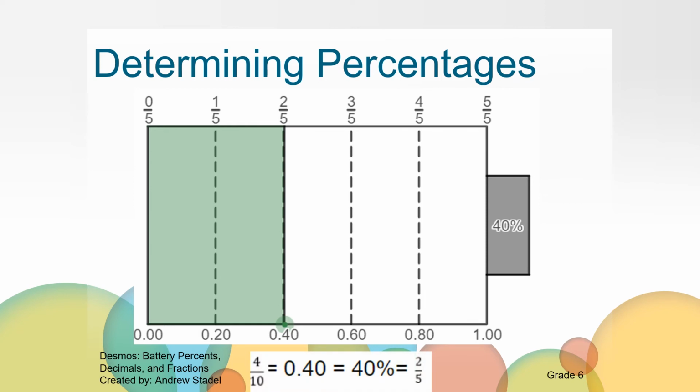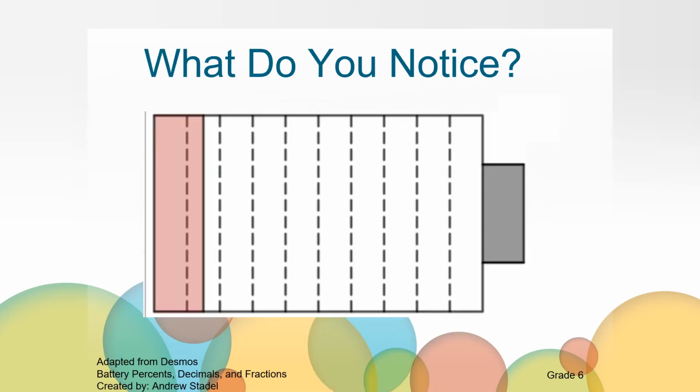I have named the battery life as 4/10, 40 hundredths, 40%, and 2/5. All of these values are equivalent to each other. They represent the same value or the same battery life remaining. What do you notice?